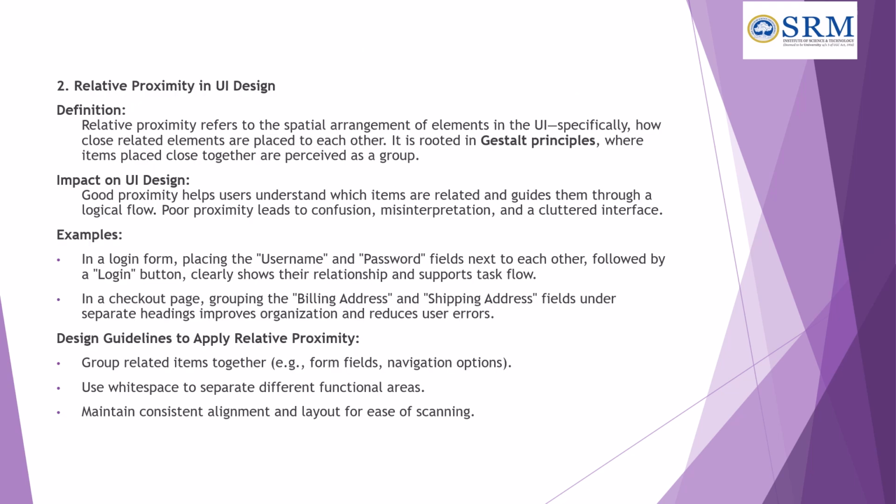Relative proximity in UI design. Relative proximity in UI design refers to how closely related elements are placed together on the screen. According to Gestalt principles, when items are near each other, users naturally perceive them as part of the same group. This helps guide users through tasks and make the interface feel organized and intuitive. For example, in a login form, placing the username and password fields together with the login button just below clearly shows their relationship and supports a smooth workflow.